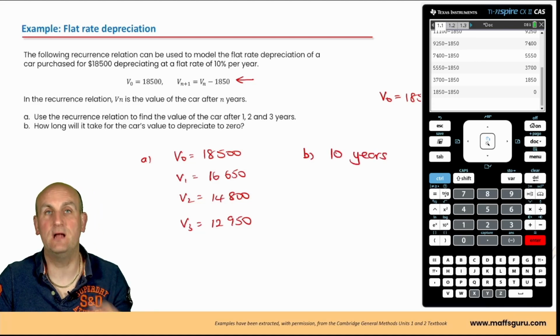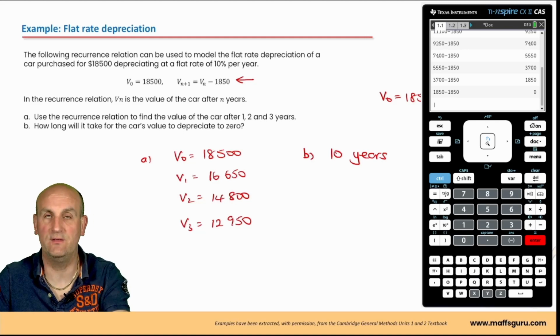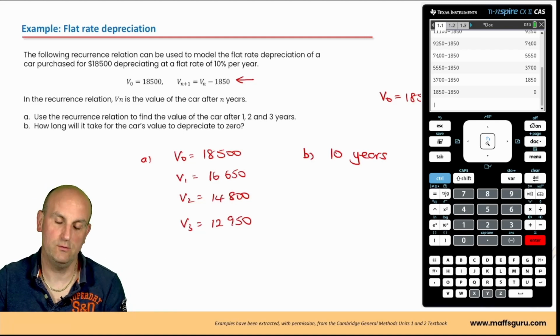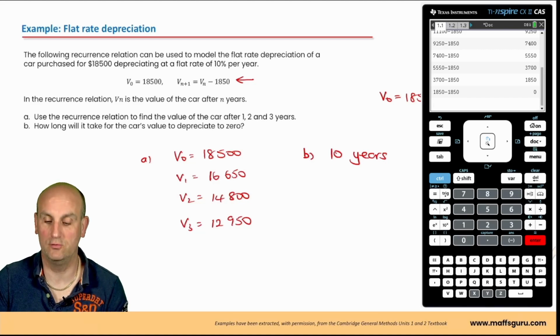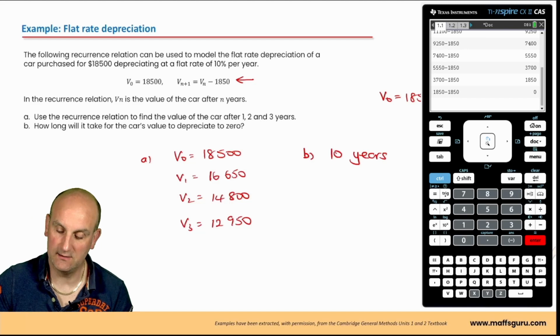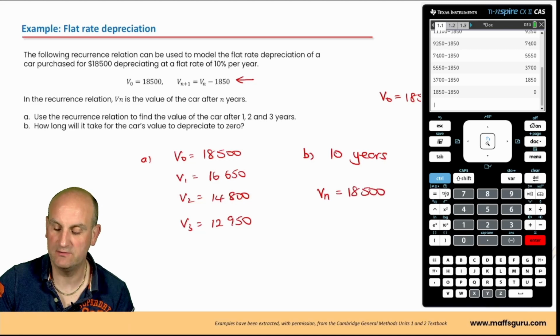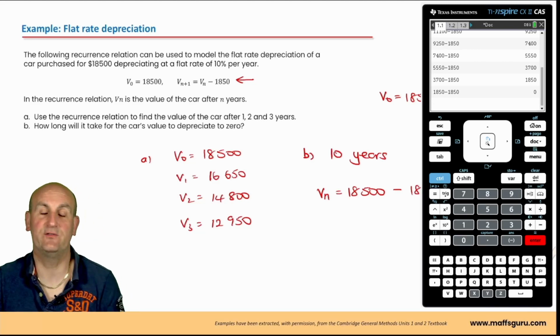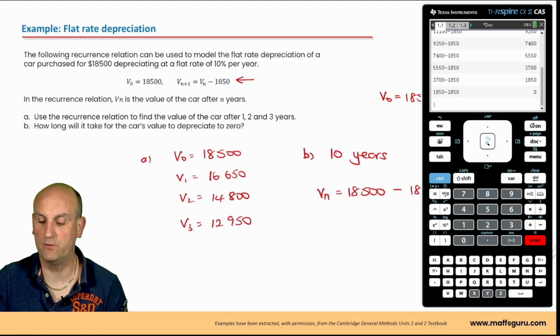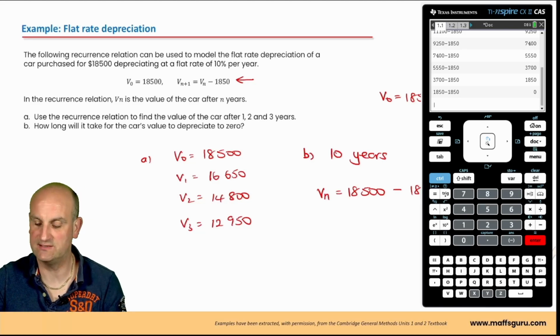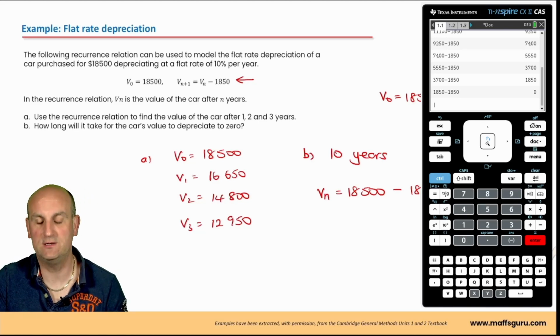Now again, there is another way of doing this, which is where you can sort of tie in the theory from before. I know that for an arithmetic sequence, I can change this into a rule. And what I now know is that for my arithmetic sequence, V of n would be equal to 18,500, that's my initial amount, minus 1,850 times n, where n stands for the number of times I'm doing it. All right, so after 1 year, we're taking away 1,850. After 2 years, we're taking away 2 lots of that.